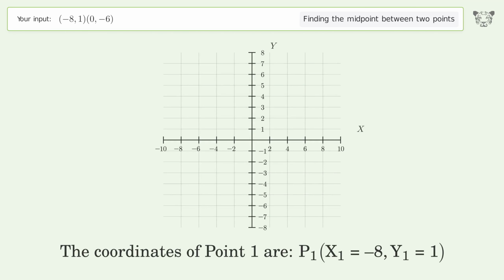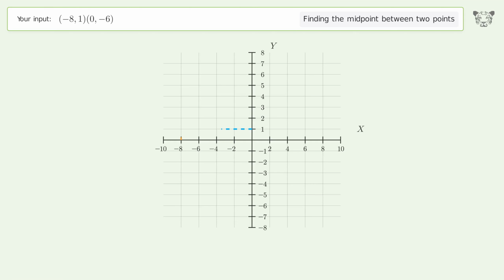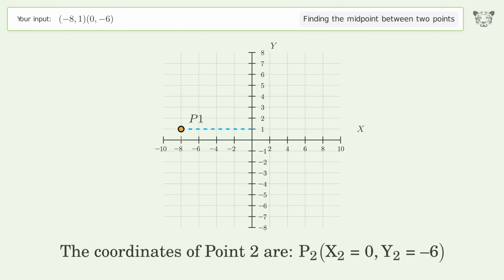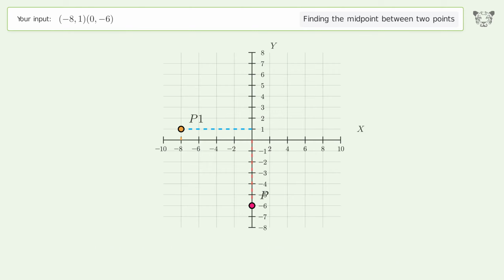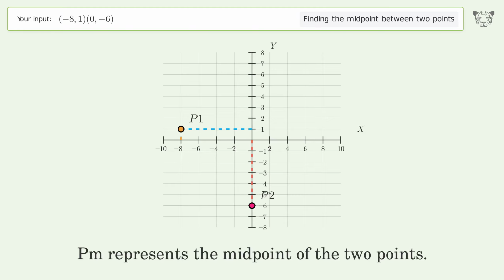The coordinates of point 1 are x1 equals -8, y1 equals 1. The coordinates of point 2 are x2 equals 0, y2 equals -6. PM represents the midpoint of the 2 points.